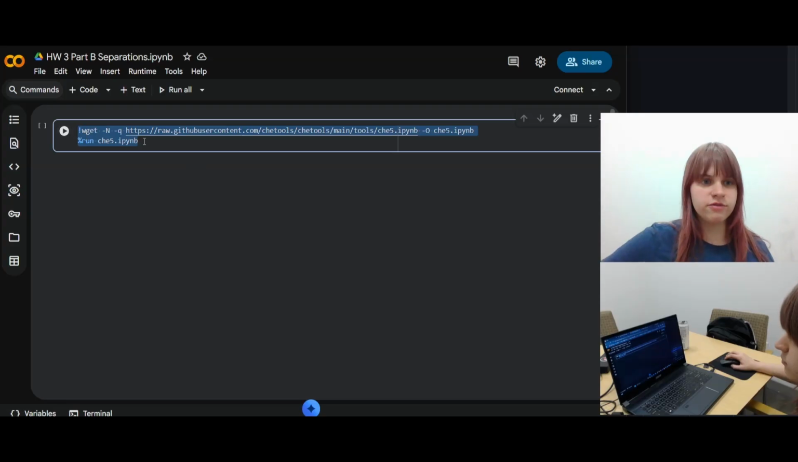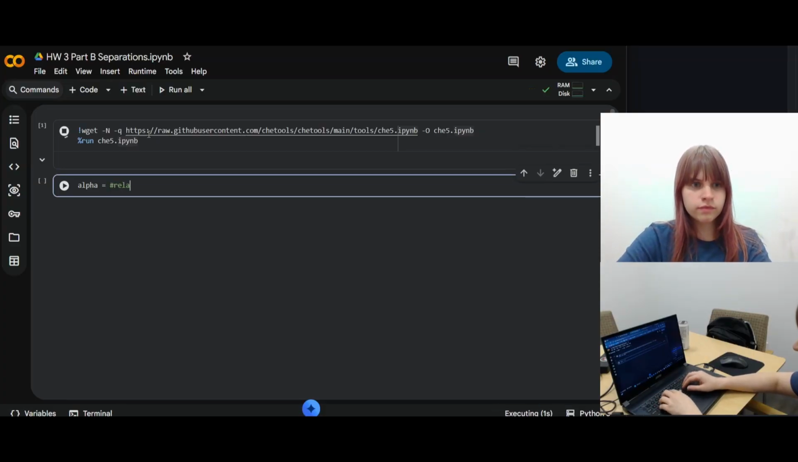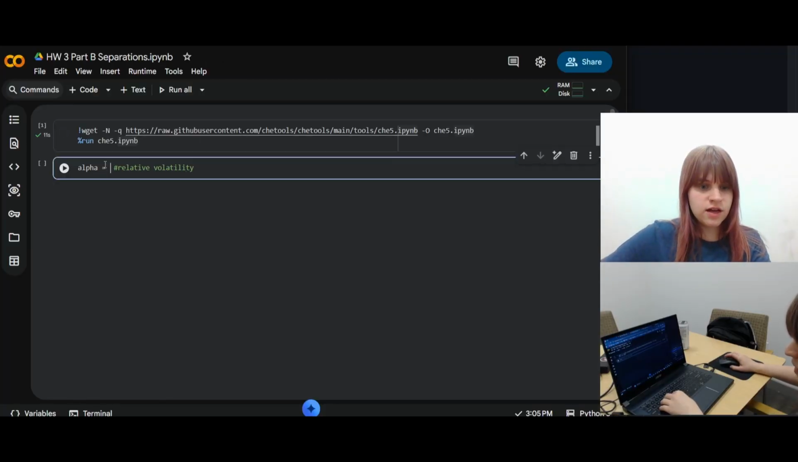As always, I have my usual import at the top. And we are going to get started with defining alpha, which is our relative volatility. For now, I will use this first value of 2. So I'm going to set that equal to 2.